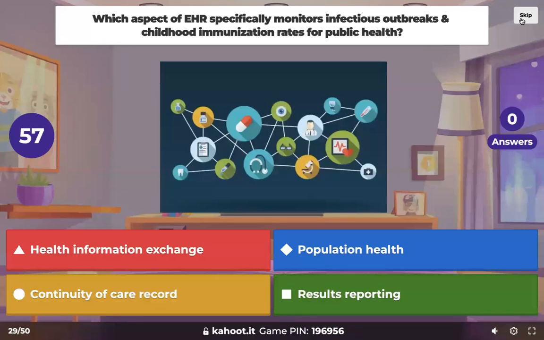Which aspect of EHR specifically monitors infectious outbreaks and childhood immunization rates for public health? Which aspect of an EHR? Worded kind of weird, but I want you to look at what it's monitoring. What makes the most sense? Got about 30 seconds left. No rush, you still have time. If you don't know, think about it.